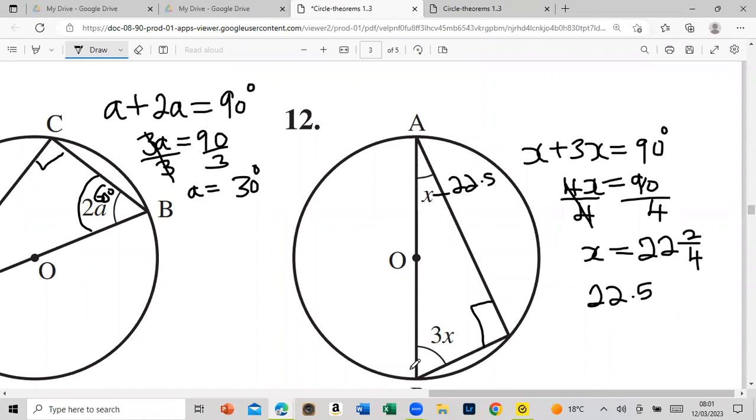That means for this angle it would be 3 times this. 3 times 5 is 15, 5 carry 1, 3 times 2 is 6, plus 1 is 7, 3 times 2 is 6. One decimal place, so it's 67.5. Remember, these two angles must add up to 90 degrees.